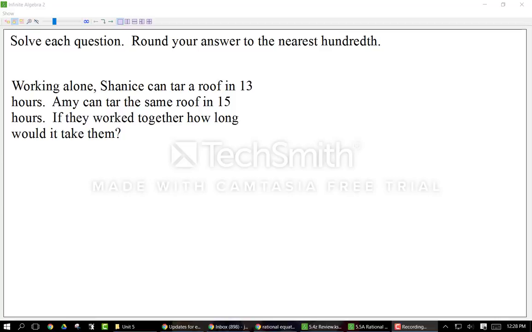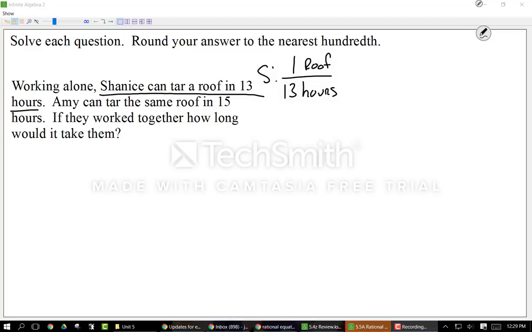So Shanice is by herself, Amy is by herself, and then if I were to put them together and say, okay, go ahead and tar the same roof, both of them at the same time, how long would it take them? That's really our end goal. Really, what are we looking at? If I look here, it says Shanice can tar a roof in 13 hours. So that means one roof is going to get done in 13 hours. That's how long it takes Shanice. So, one roof in 13 hours.